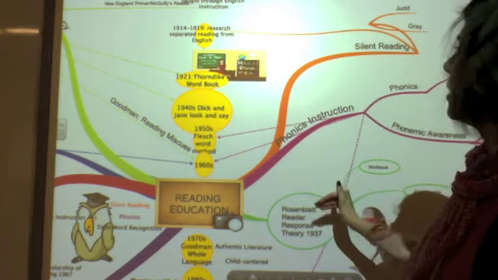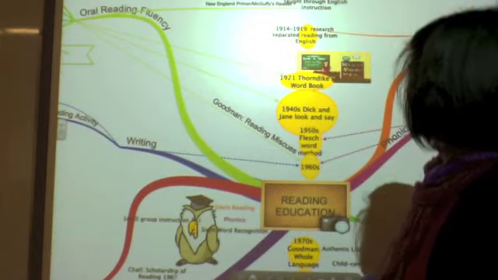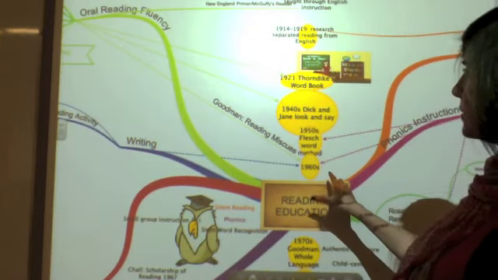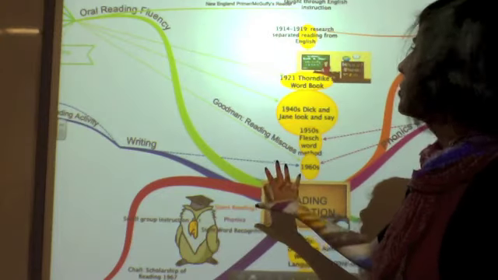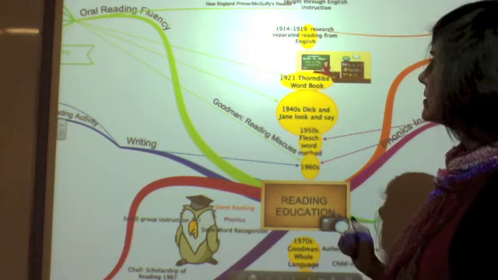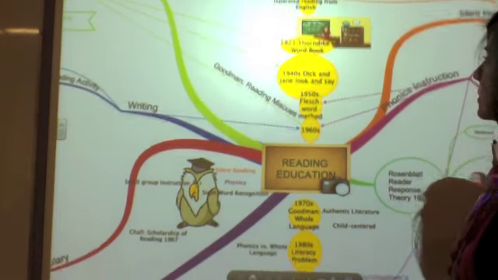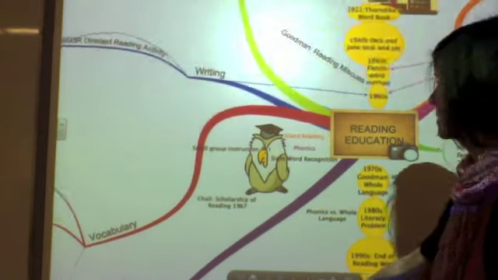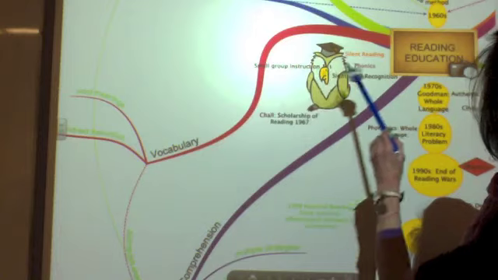All right, in the 1960s, Goodman's study revealed that reading miscues were not necessarily a bad thing in oral reading fluency because they did demonstrate a window into reading comprehension. And that connection could be made in my mind map between the reading miscues and the reading comprehension there.